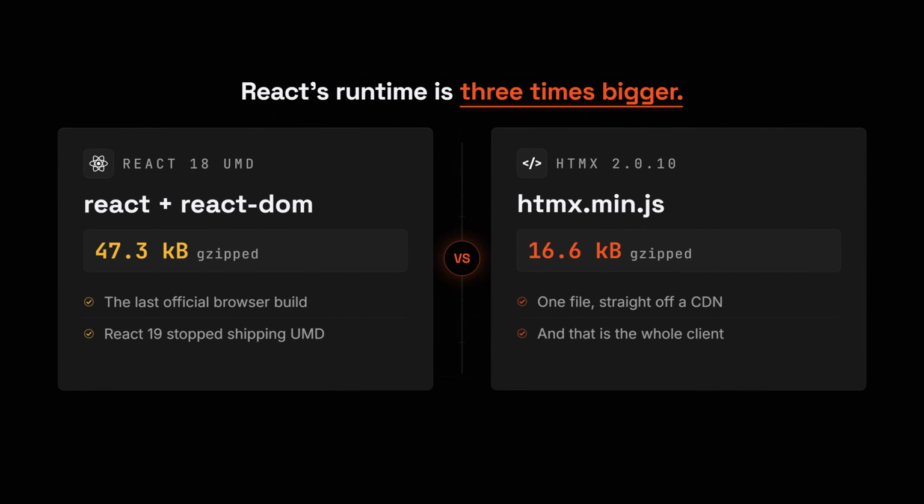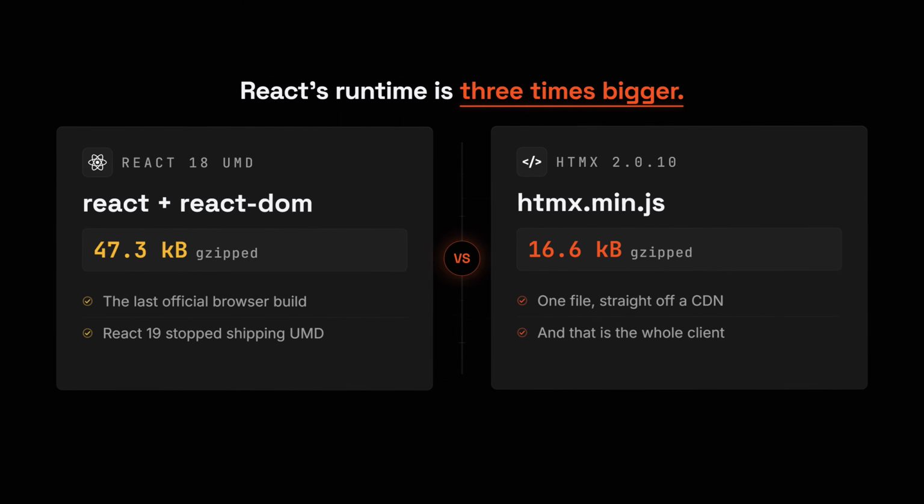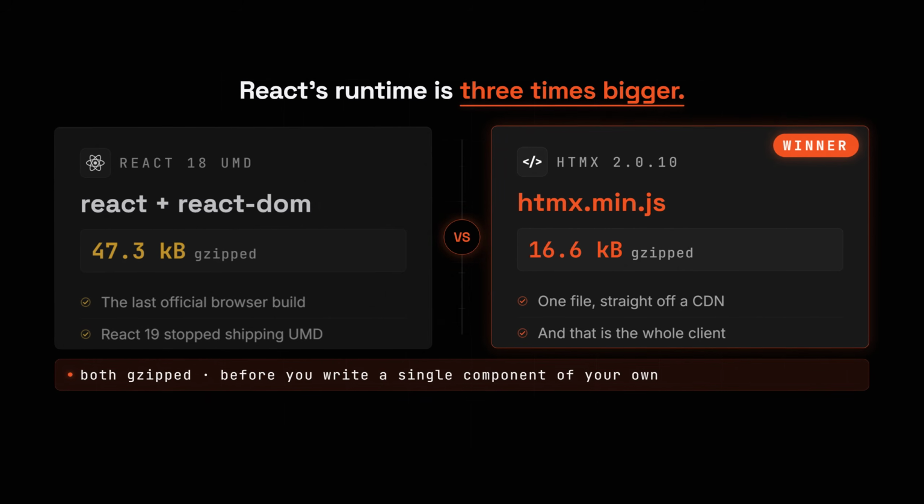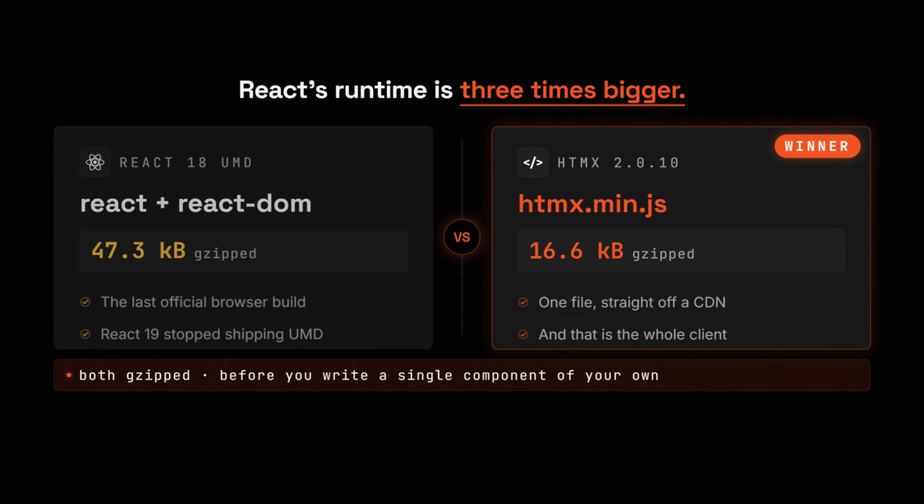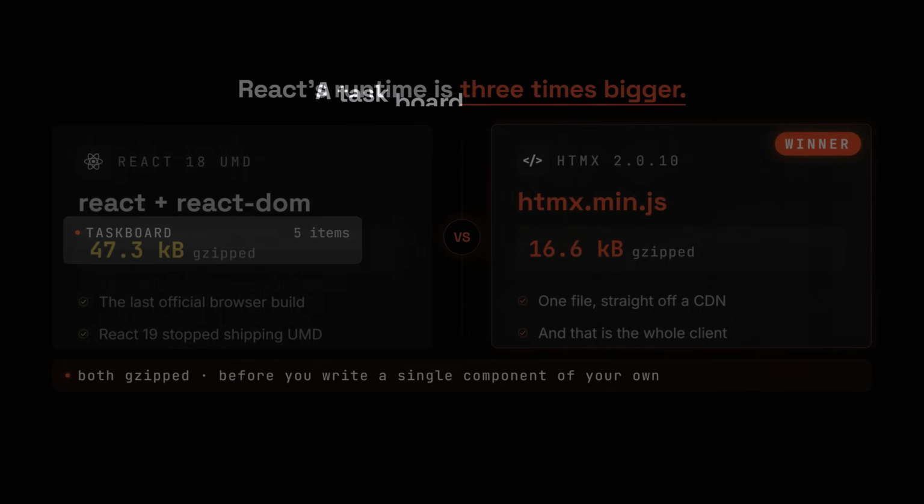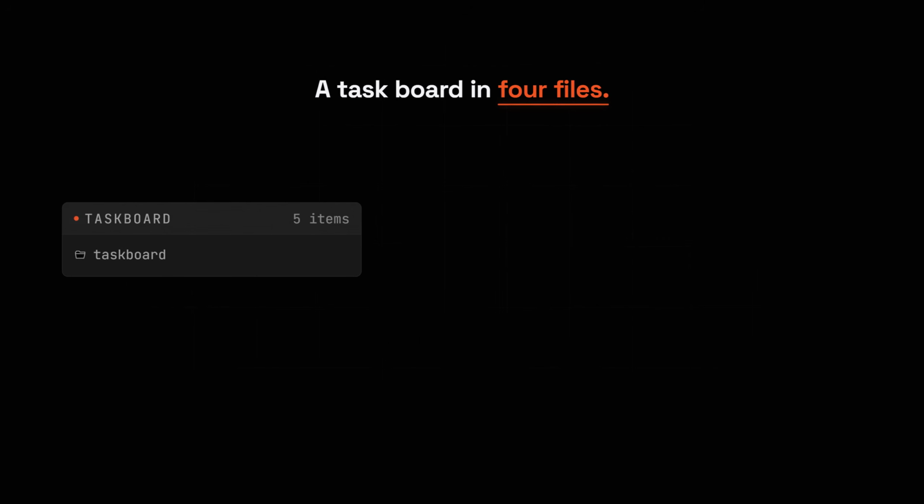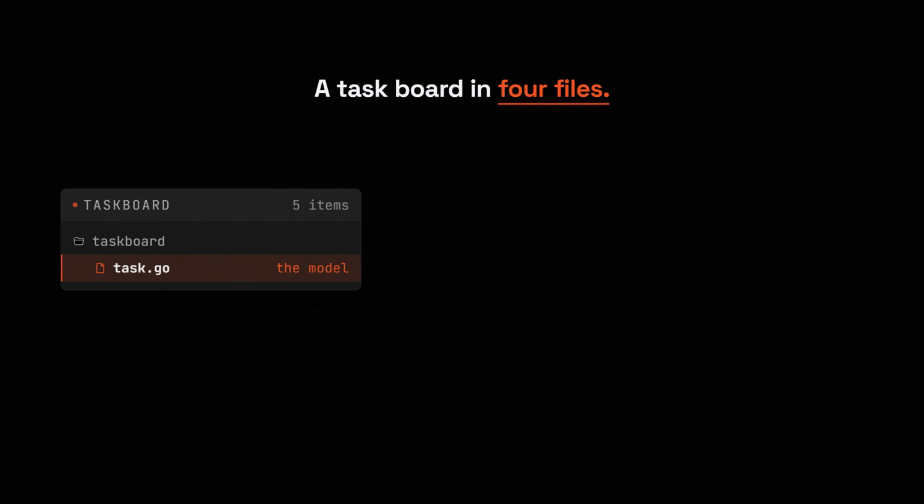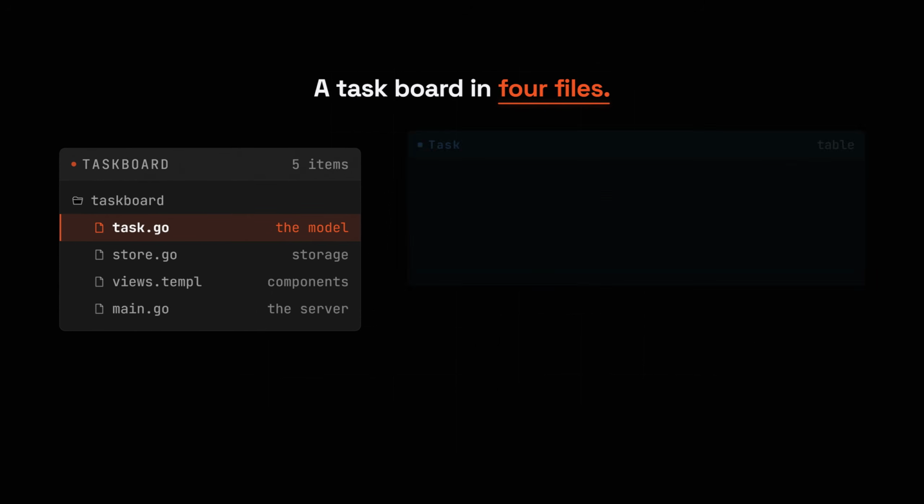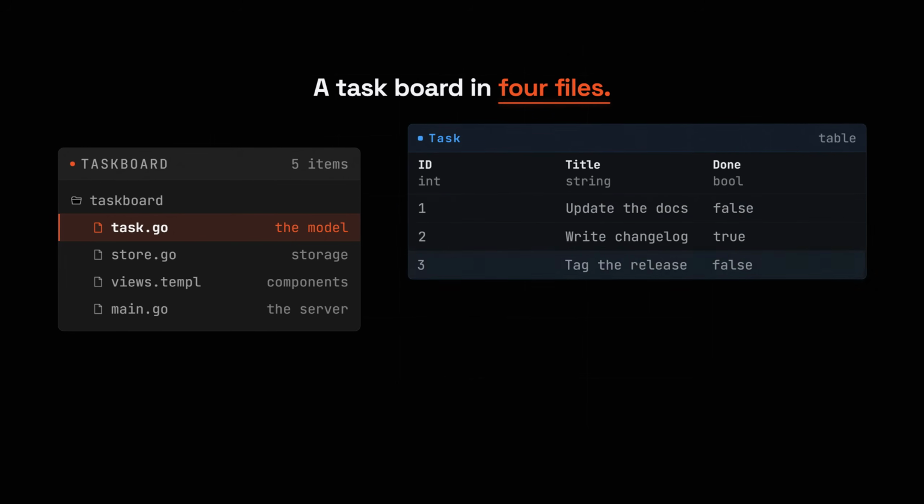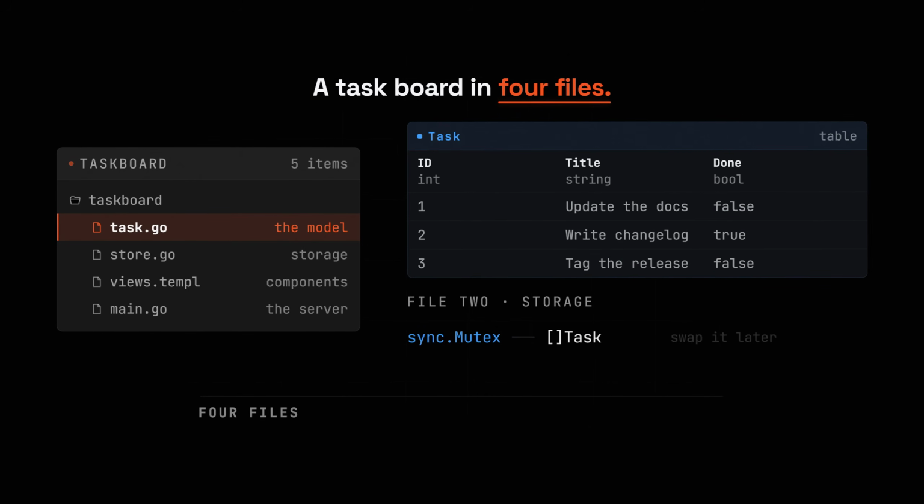React plus React DOM came to 47 kilobytes gzipped, roughly 3 times HTMX's 16.6, before you write a single component of your own. Enough theory, let's build it. A task board. Create, list, toggle, delete. 4 files. File 1 is the model, a task struct with an ID, a title, and a done flag.